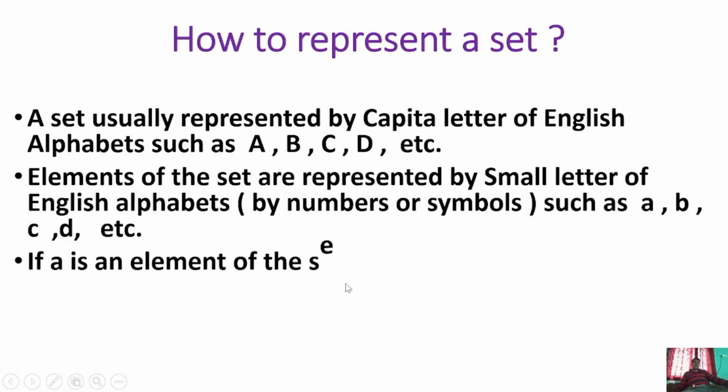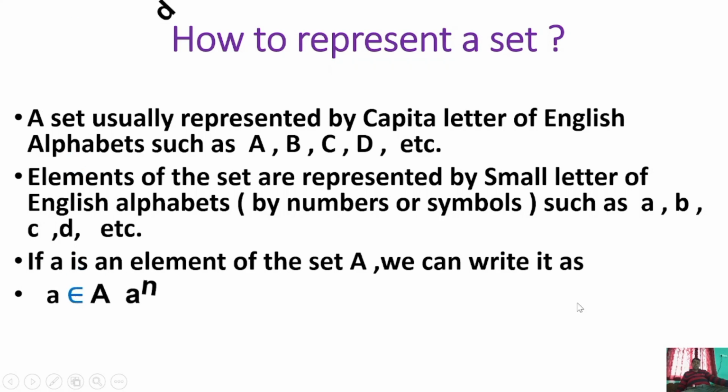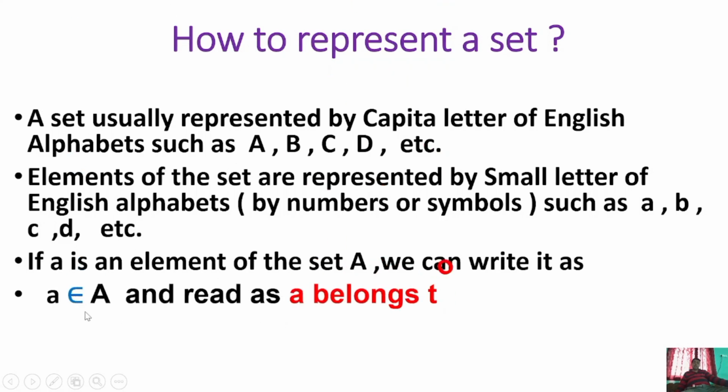If a is an element of the set A, we can write it as a belongs to A. This is the notation. The element should be written first, then the belongs to sign, and the set on the right side. So a belongs to A means a is an element of the set A, and the element a must be well defined.